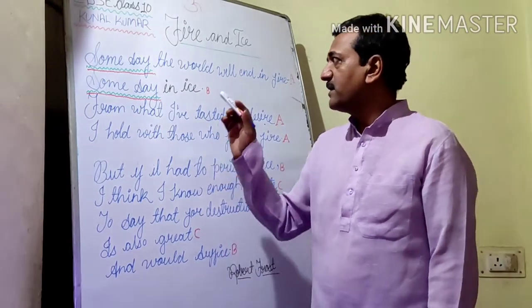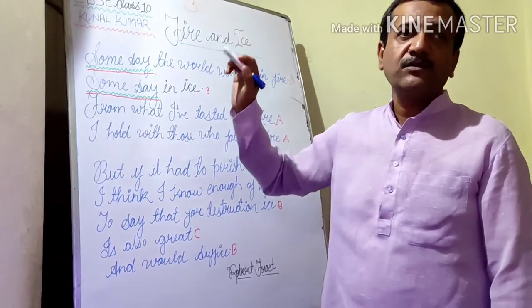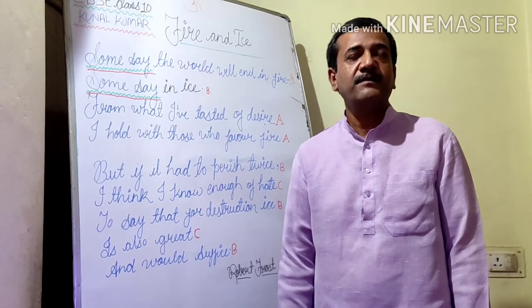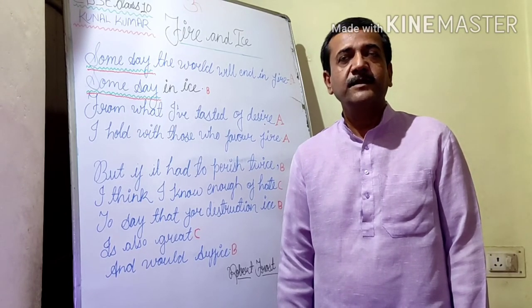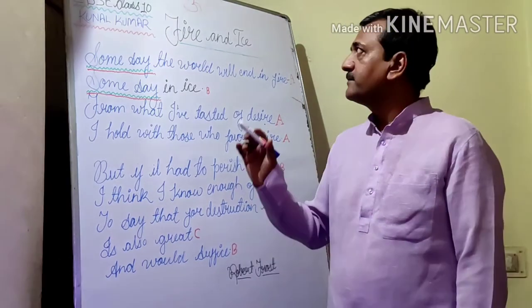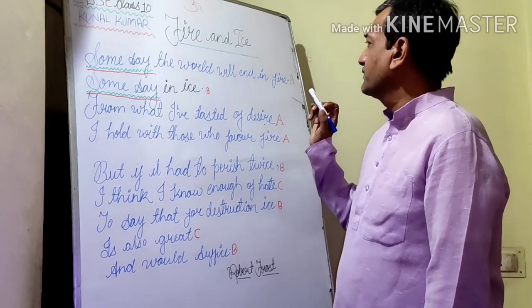So the first lines you can see here. I would like to request you to read the first 4 lines of this poem. Some say the world will end in fire, some say in ice. From what I have tasted of desire, I hold with those who favor fire.